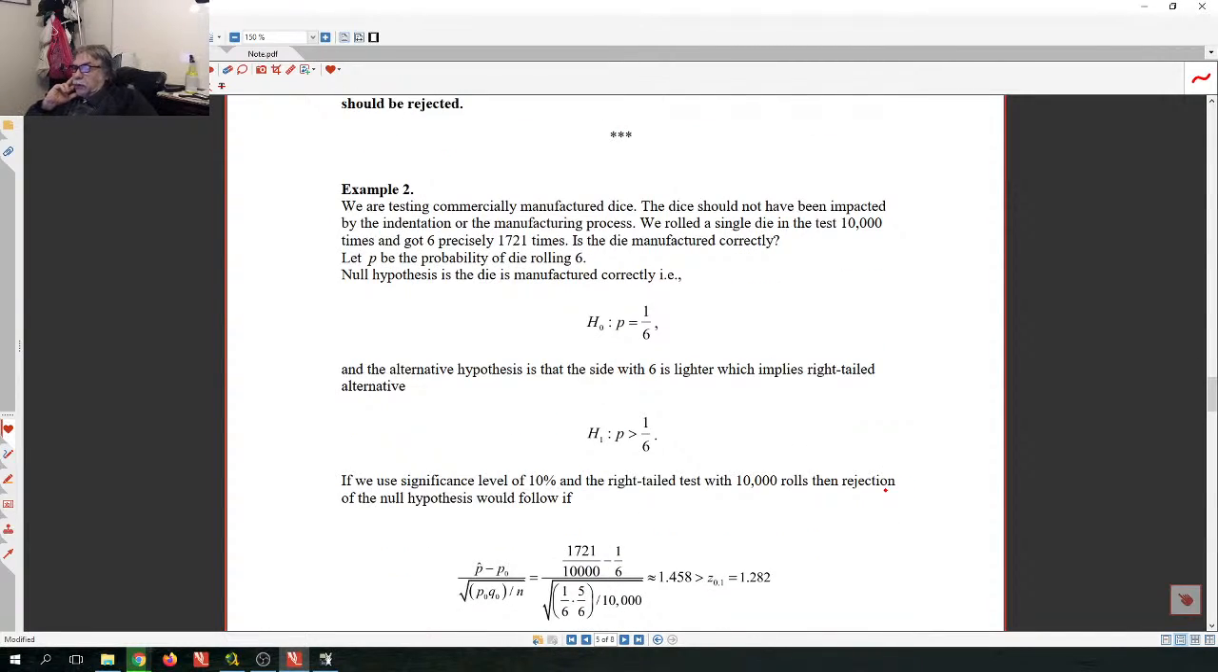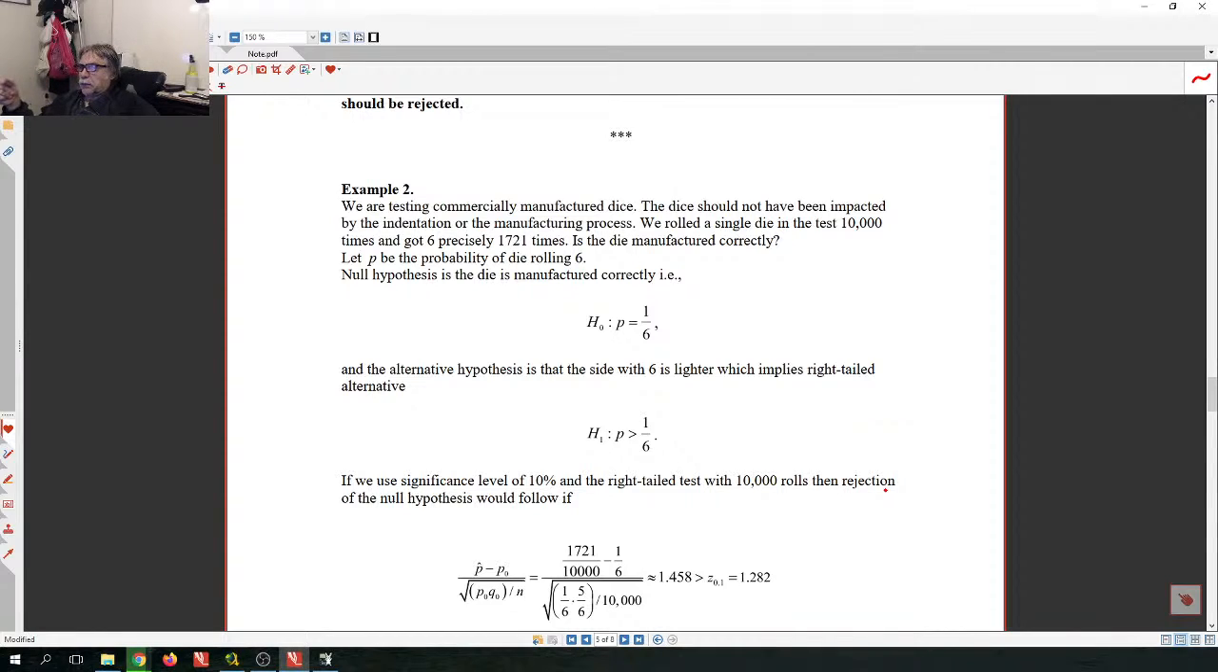If you want to test commercially manufactured dyes, what would you do? Well, this is important for the people that are producing that, right? They don't want to produce a fake or unfair dye. Some gambler might want that, but in general, most of the people don't want it, and certainly the gambling venues like casinos don't want to have anything like that. They want to have something that is fair.